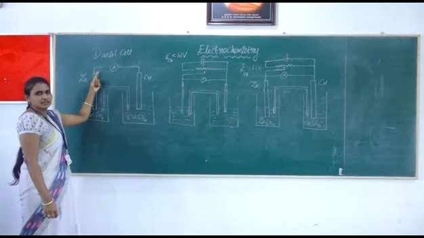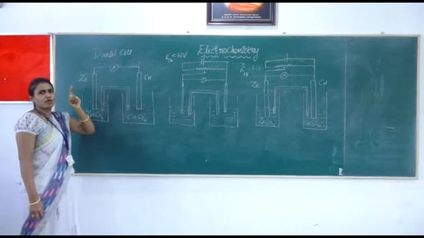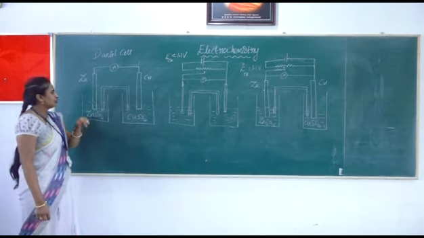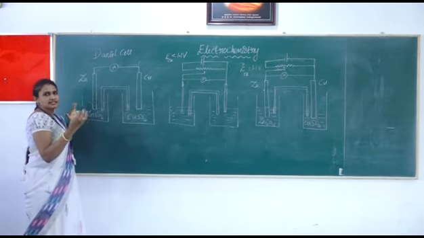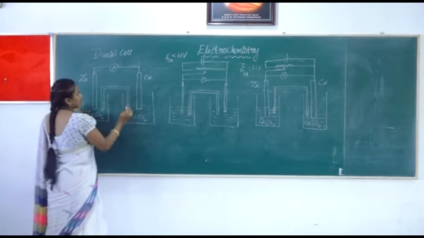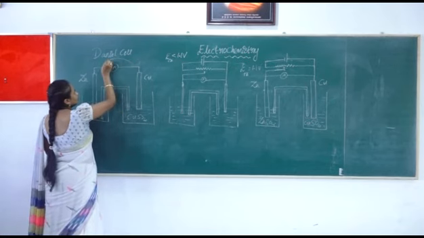The Daniell cell has an electrode potential of 1.1 volt. Now, if current is applied to this Daniell cell, the current flows in one direction.